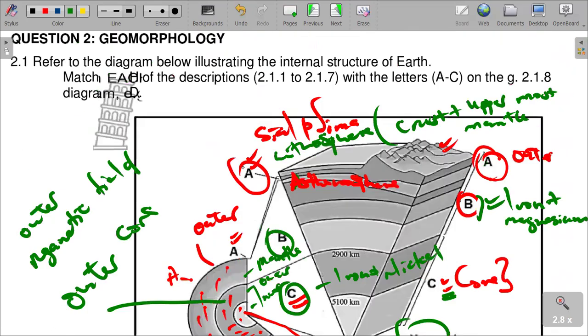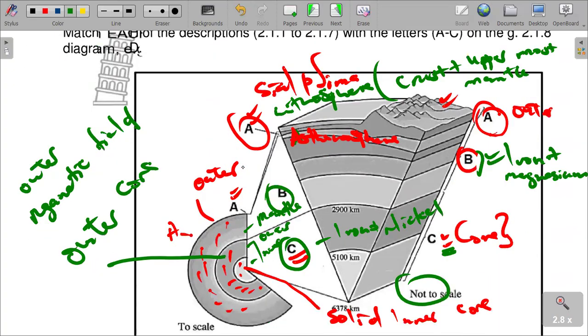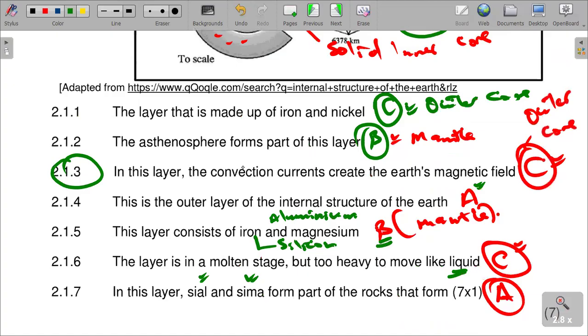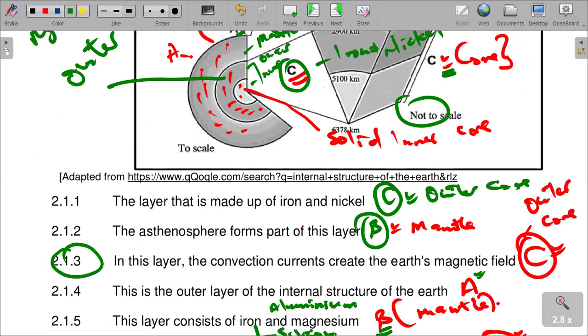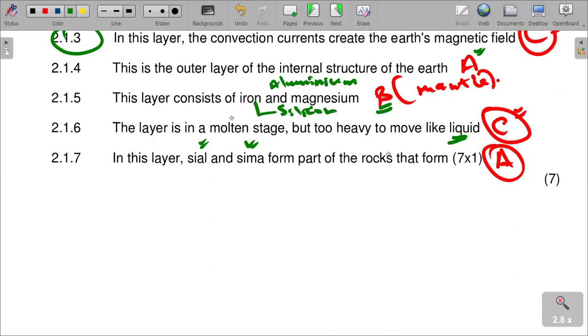So we have this found on the outer layer, layer A, which is the outermost layer of the earth. A is giving us where we have the lithosphere. In that lithosphere, we would also have Sima. What we are saying is, the outermost layer of the inner earth.